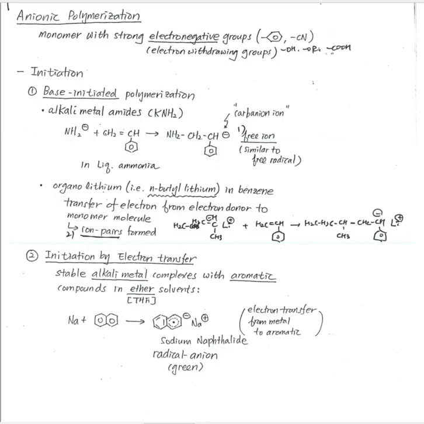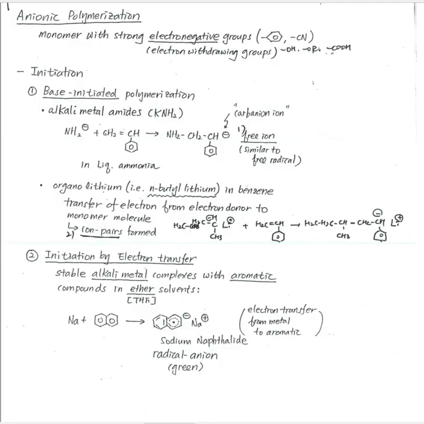Okay, so now it's time to move on to the anionic polymerization part. We have seen that cationic polymerization has pretty similar features to those of free radical polymerization, right? Then how is anionic polymerization different from cationic polymerization?